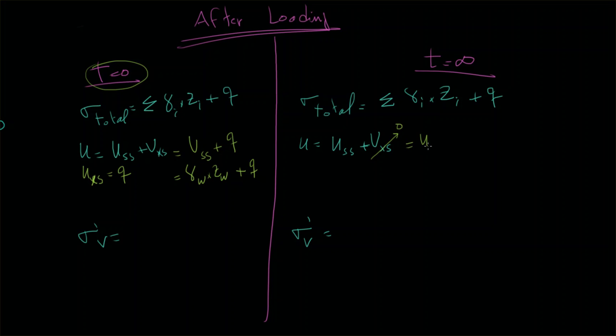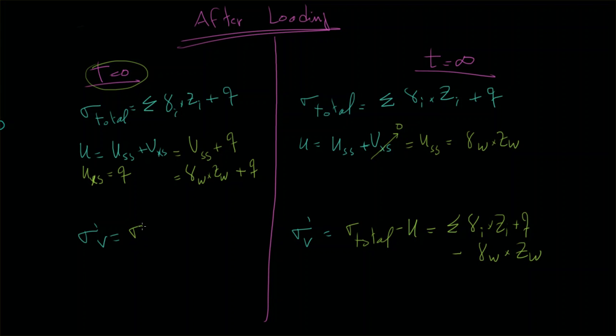So my U equal to U_ss equal to gamma_w times z_w, which is what we used up to this point. My effective stress at time equal to infinity is going to be sigma total minus pore water pressure, equal to the sum of gamma_i z_i plus q minus gamma_w times z_w. So we notice that q is present in my effective stress, while at time equal to 0 it's the same.